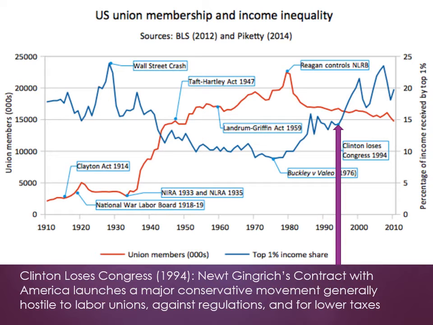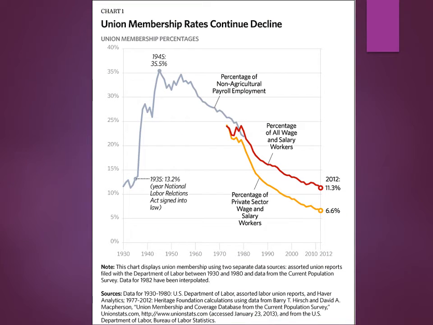And look what happens after that. The share of the labor market, the workforce that is unionized, continues to go down, and the top 1%'s share of the national income continues to go up. Now let's look at some other data here.